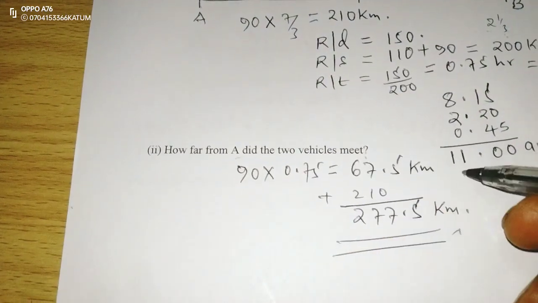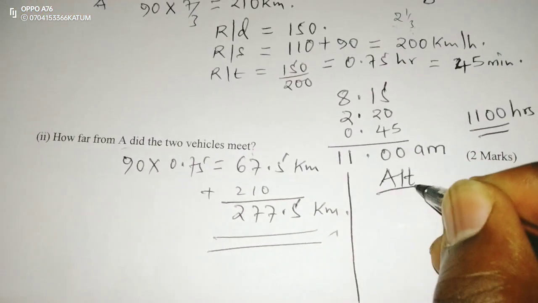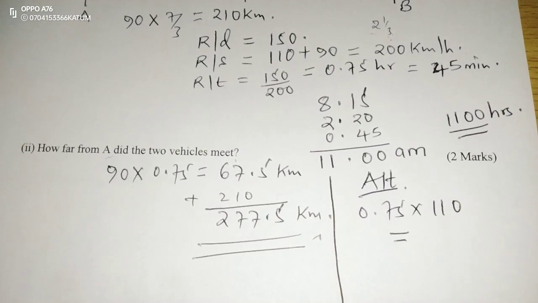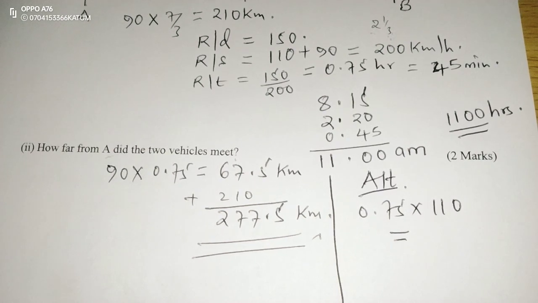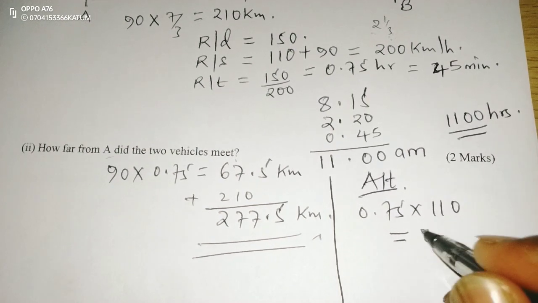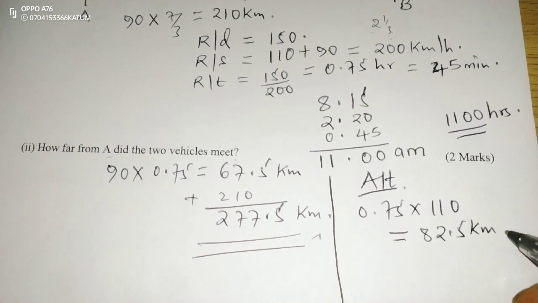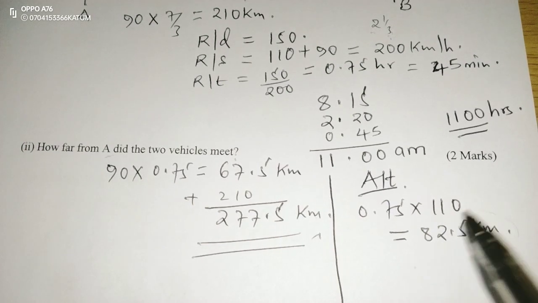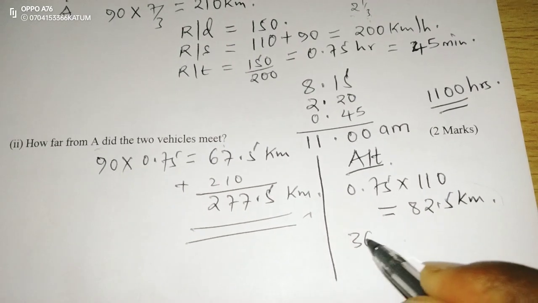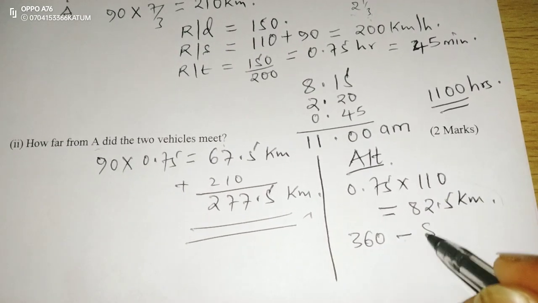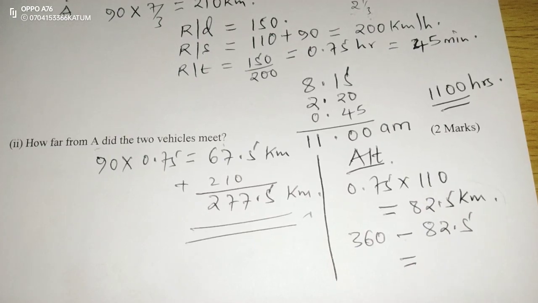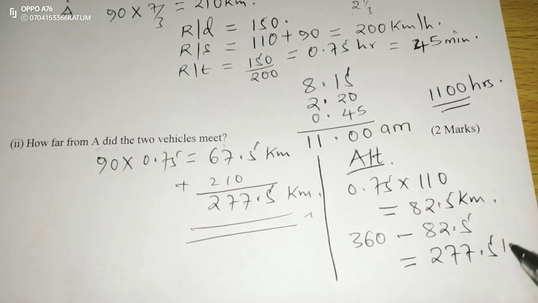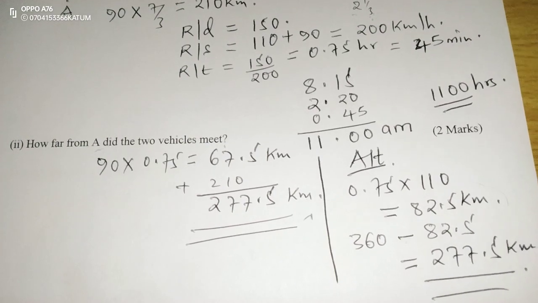Alternatively, just an alternative thinking, we can say they are meeting after 0.75 hours and we use the speed of the matatu instead of the minibus. So 0.75 times 110, we are getting 82.5 kilometers. Then, because we have used the speed of the matatu, the matatu is moving from B. Therefore, from A, if the total distance is 360, and this one is from B, we take 360 and subtract, and we are getting the same 277.5 kilometers. So that is where they met.